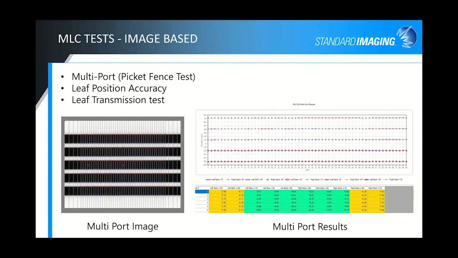Our MLC image-based tests, I should say: we have the multiport or the picket fence test. We have leaf position accuracy and leaf transmission as well. Here's an example of the image taken for the multiport image going across, and then the results showing you the different positions of the banks, the left bank and the right bank positions, as the ports are set. And then you're getting individual results as well for the leaf positions below in a numerical matrix.